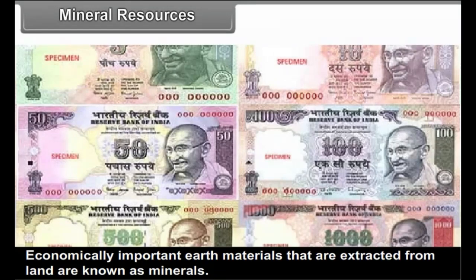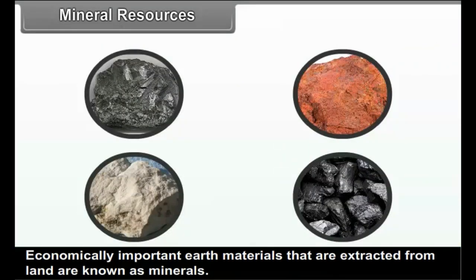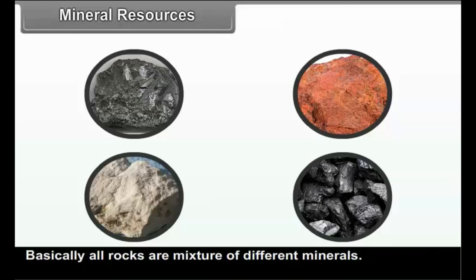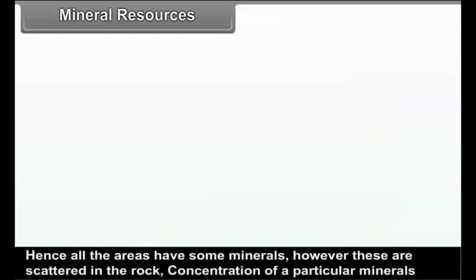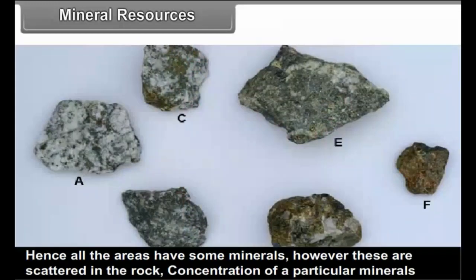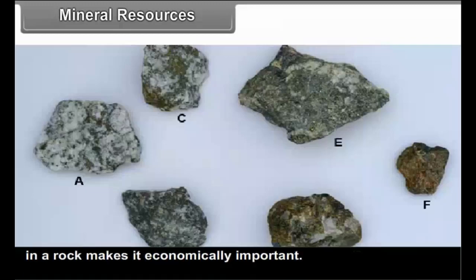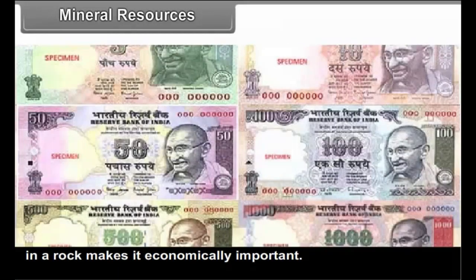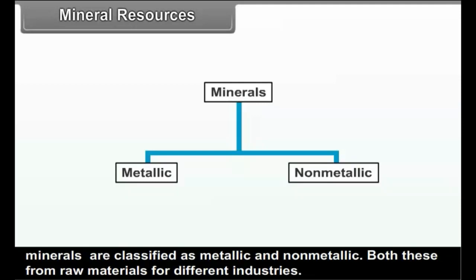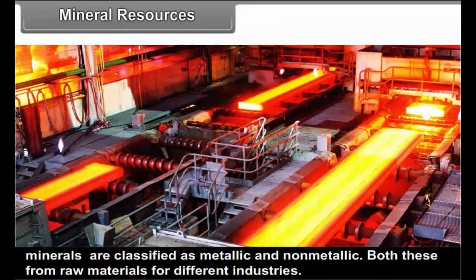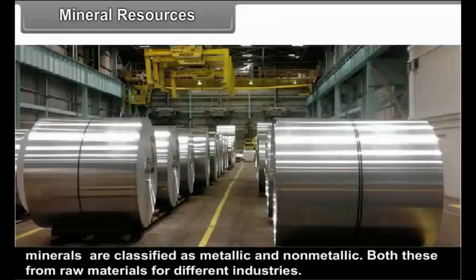Mineral resources. Economically important earth materials that are extracted from land are known as minerals. Basically, all rocks are a mixture of different minerals. Hence, all areas have some minerals, however, these are scattered in the rock. Concentration of a particular mineral in a rock makes it economically important. Minerals are classified as metallic and non-metallic. Both of these form raw materials for different industries.